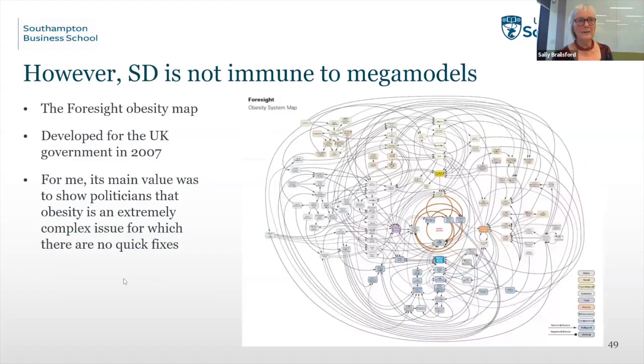Having said that, there are some very large models in SD as well. This is quite a well-known one, a model of all the causes of obesity, basically. I don't think anybody could ever understand that. I think all it shows is that it's a really complex problem involving so many different sectors that there is no quick fix for solving the problem of obesity.